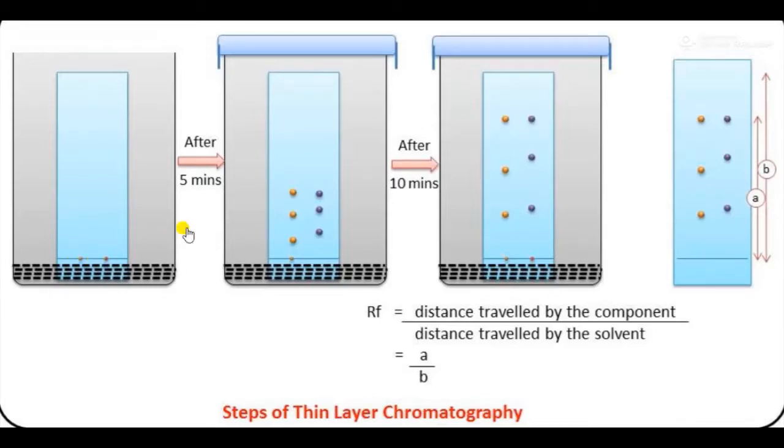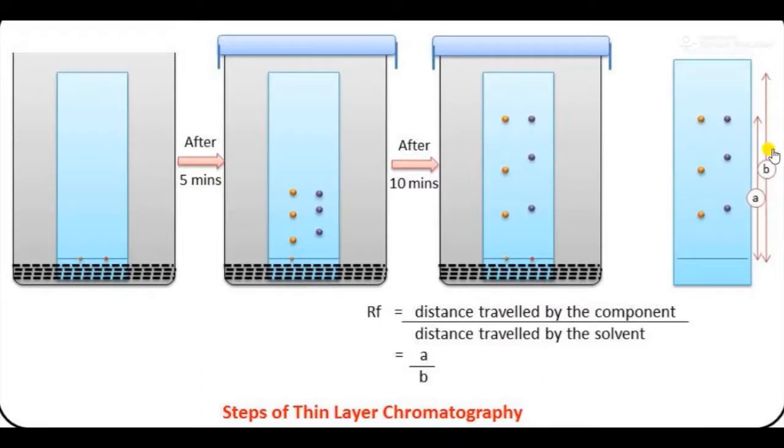Once you keep it in the developing chamber, you close it with a lid so that the chamber becomes saturated with the mobile phase you are using. During development, the different components of the ink samples get separated to different extents depending upon their affinities between the mobile phase and the adsorbent. You continue the experiment until the solvent phase, not the ink sample, has reached almost 3/4 of the silica plate.